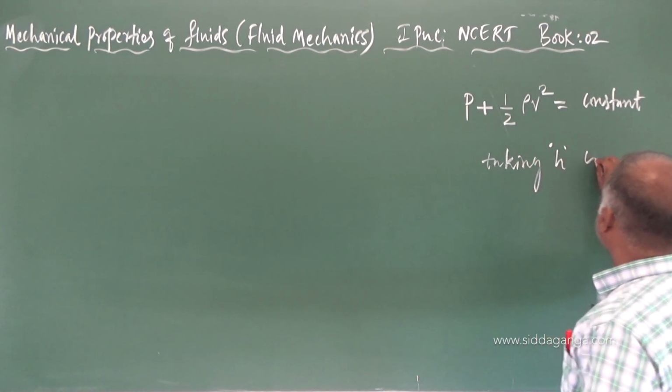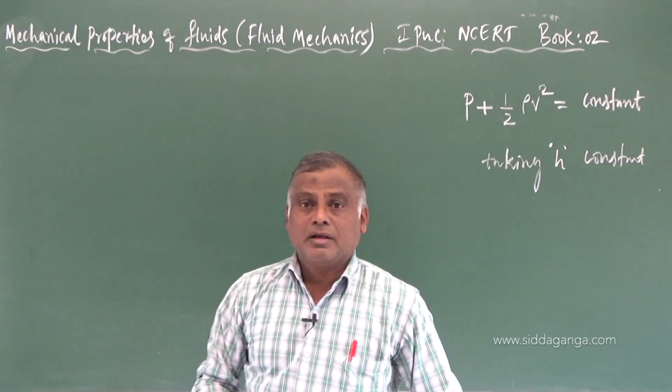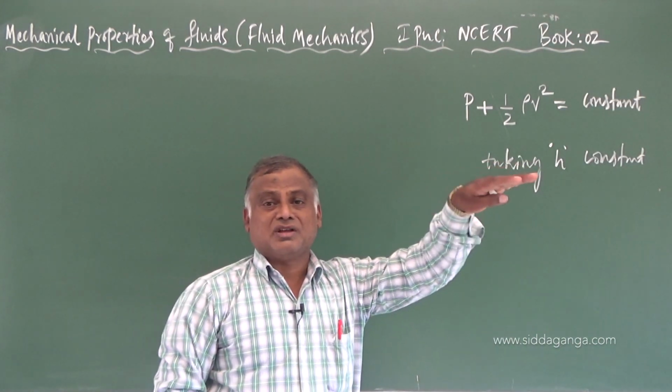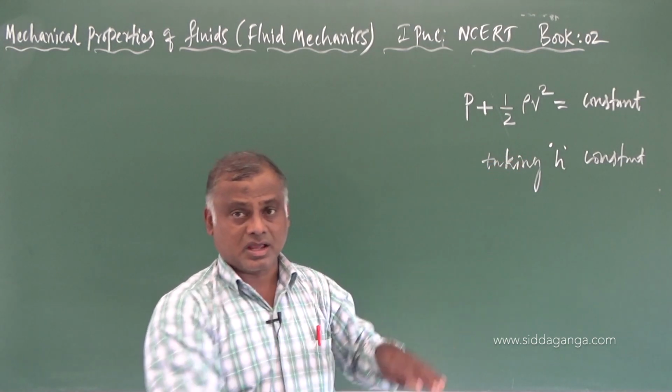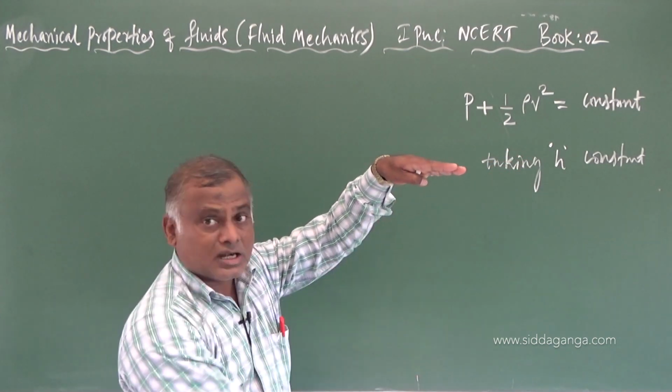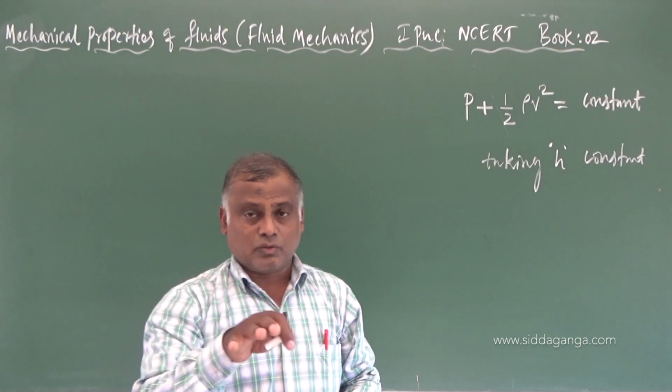taking H as a constant. Means the Venturi meter or the object under study should be considered at constant height. Means potential energy per unit volume is constant.